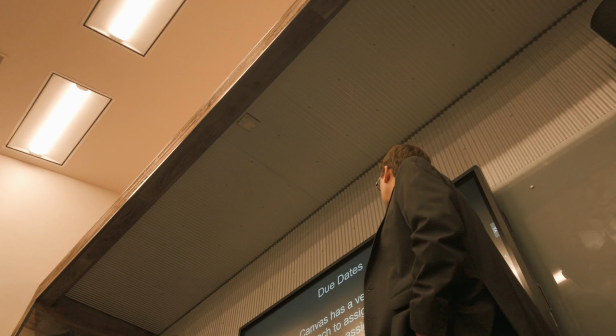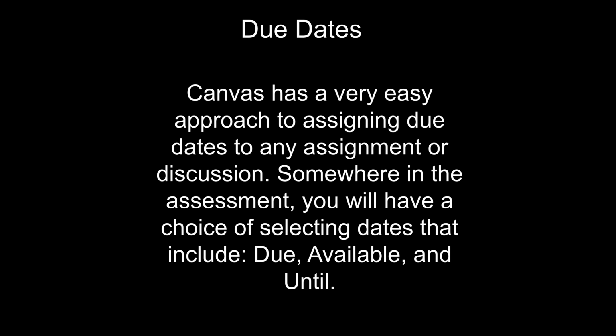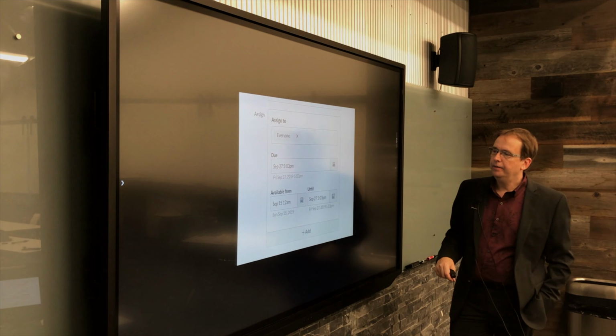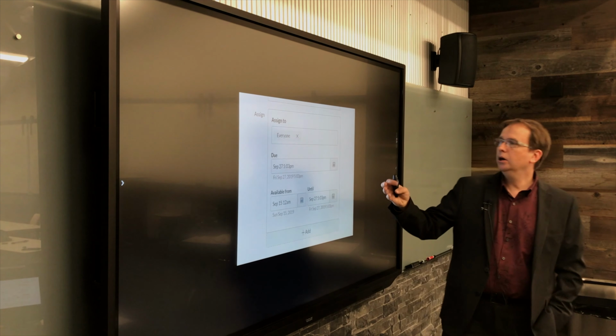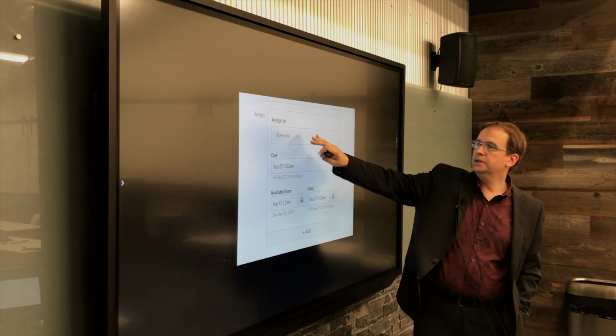Canvas has a very easy approach to assigning due dates to any assignment or discussion. Somewhere in the assessment, you'll have a choice of selecting due dates that include things like due, available, and until. As an example, I might have a discussion like this one here, and I choose whom to assign it to, typically the whole class. I set the due date and time here. Very easy. Click on that. The calendar comes up. I can then click available from and until. Very important to have this established.